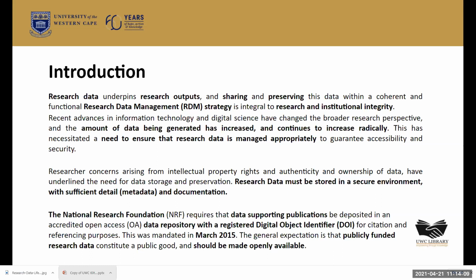One of the main drivers for this policy was a statement by the National Research Foundation, which was made in March of 2015 already. It basically said that any data supporting publications has to be made available and requires a digital object identifier for citation and referencing purposes. The idea is that any research funded by the National Research Foundation is essentially publicly funded research, and the data and the publication or the research output need to be made available openly.